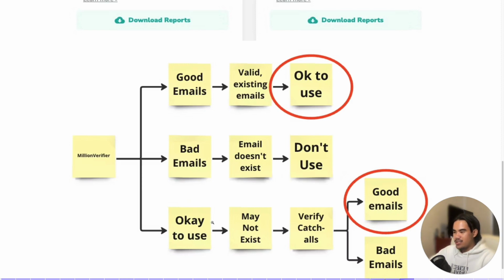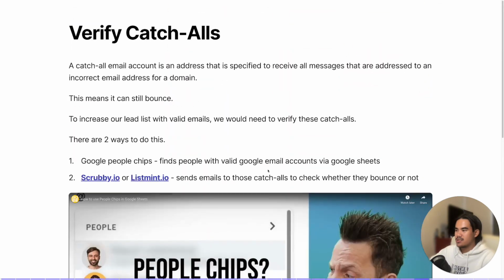In terms of okay to use, these are either may not exist or catch-alls, right? So catch-alls are unknowns. And what you can do is verify these catch-alls with tools such as Scrubby or Listmint and get the good emails from them, right? Bad emails, you don't want to reach out to them because, again, it's going to mess up your deliverability rate and have more bounces.